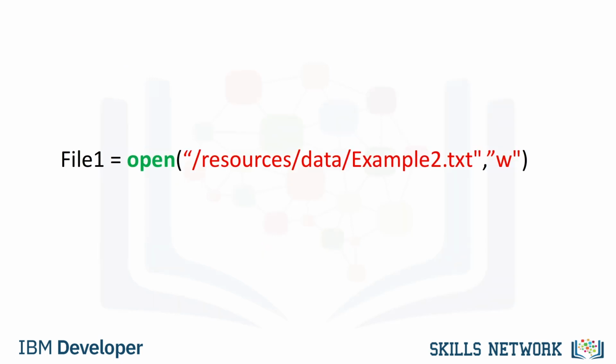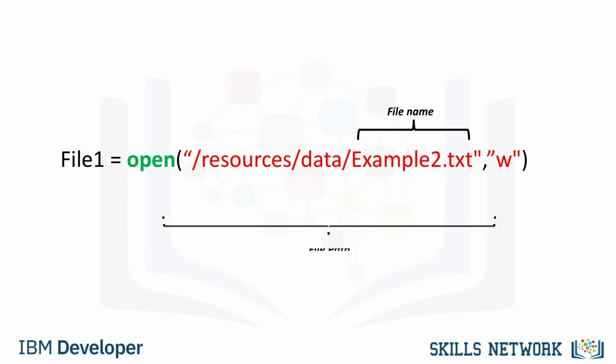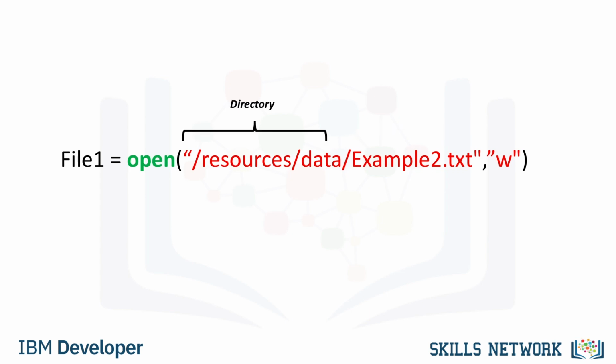We can create the file example2.txt as follows. We use the open function. The first argument is the file path. This is made up of the file name. If you have that file in your directory, it will be overwritten, and the file directory. We set the mode parameter to W for writing. Finally, we have the file object.